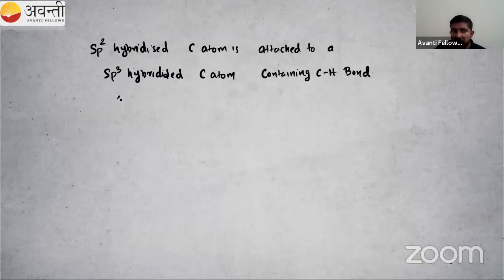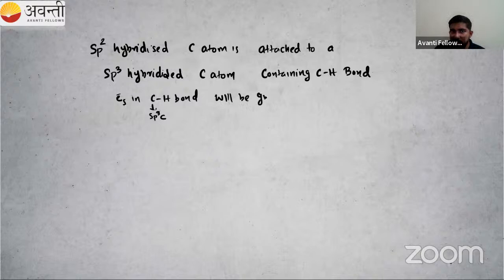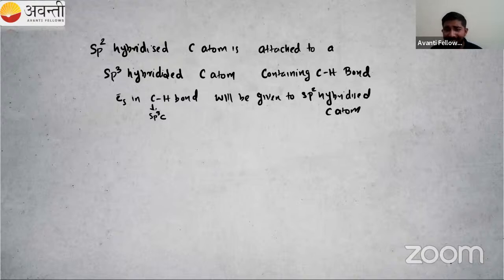Then what will happen? The electrons in the C-H bond of that sp3 carbon will be given to the sp2 hybridized carbon atom. What is this definition, right? We have to understand that. So what are the requirements? We need an sp2 hybridized carbon atom, that is, a double bond. We need an sp3 hybridized carbon atom. Then to that carbon atom, there should be a minimum of one hydrogen atom attached.